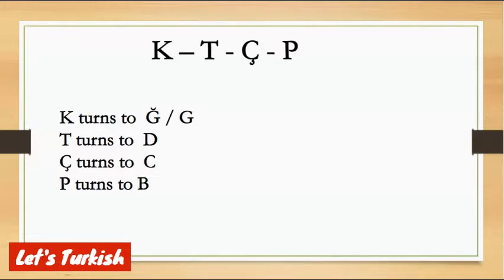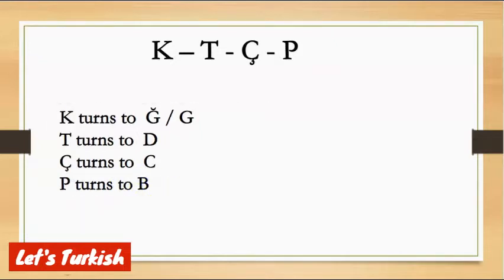Which are these letters? So we have here K, T, Ç, P. And some say ketchup, in order to easily remember them. Okay? So, we have the first one, which is K. K turns to yumuşak G or G. T turns to D. Ç turns to C. And we have P turns to B.